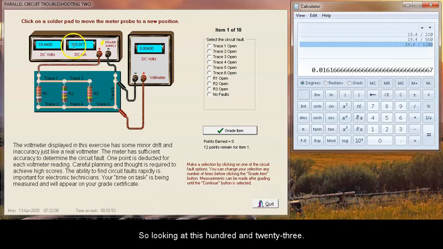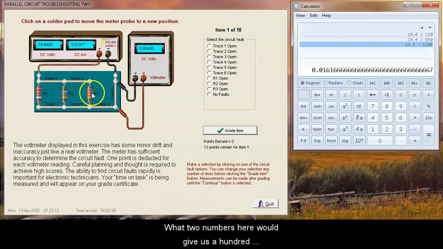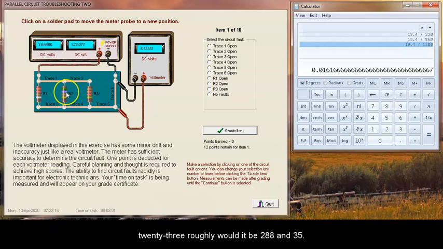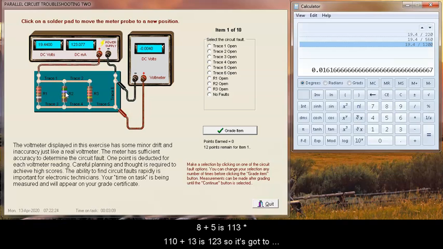So looking at this 123, what 2 numbers here would give us 123 roughly? Would it be the 88 and the 35? 80 and 30 is 110. 8 and 5 is 13, so 110 plus 13 is 123. So it's got to be something involved here. Either R3 is out of the circuit or open, or it's not getting any energy, which means that trace 2 could be broken. So what we're going to do is move the voltmeter here.